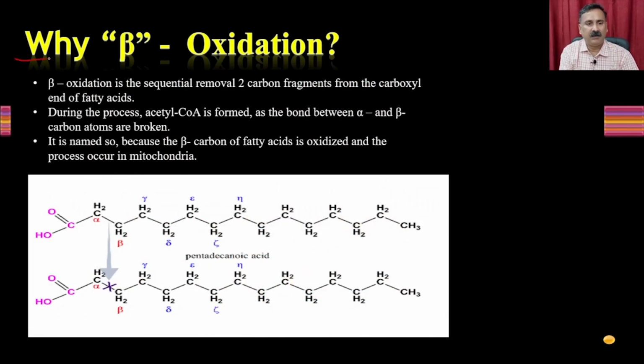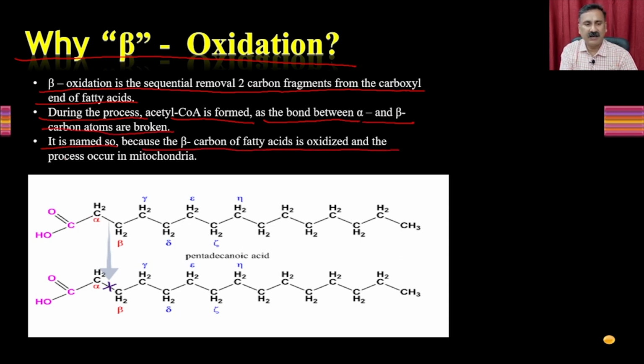Now, what is beta oxidation? And why is it called beta oxidation? Beta oxidation is a sequential removal of two carbon fragments from the carboxyl end of the fatty acids. During this process, acetyl-CoA is formed, as the bond between the alpha and the beta carbon is broken. It is named so because the beta carbon of the fatty acid is oxidized, and the process occurs in the mitochondria.